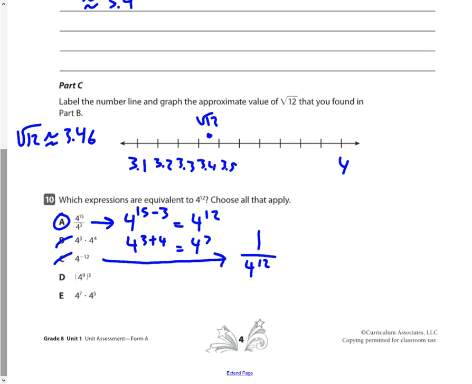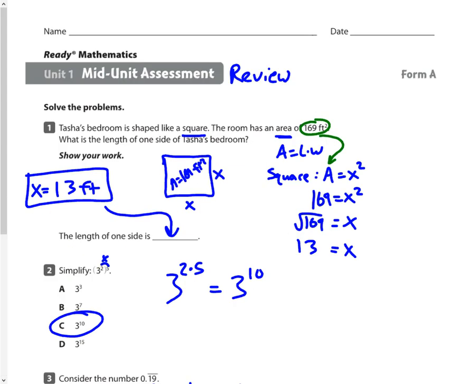If I have an exponent on the outside, that's when I multiply. So I get 4 to the 3 times 9, 9 times 3 is 27, so that is not equal. And lastly, back to one where we multiply, we would add the exponents, and we get 4 to the 12th power. That one is. So that's our review for the mid-unit assessment in Unit 1. Hope that helped. See you next time.